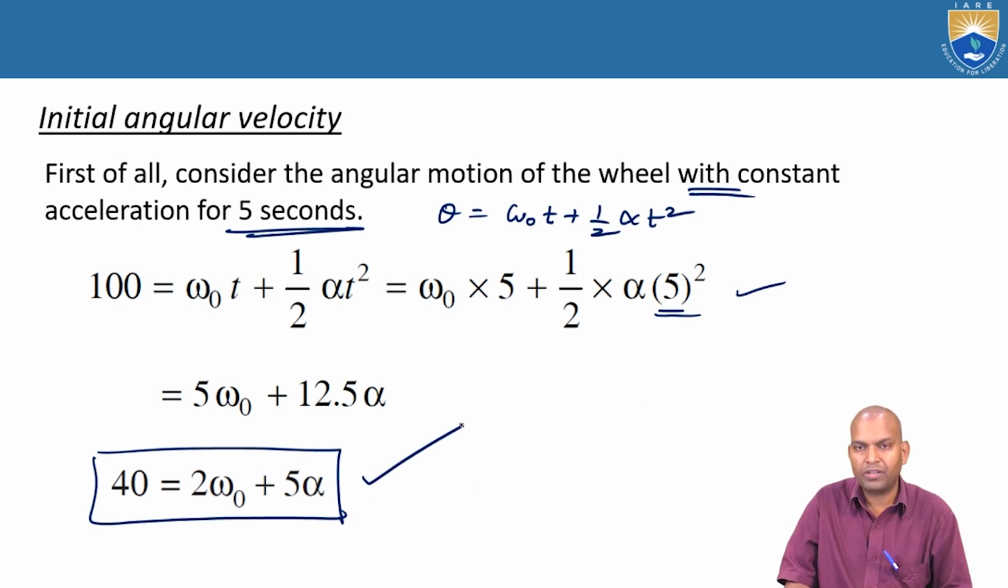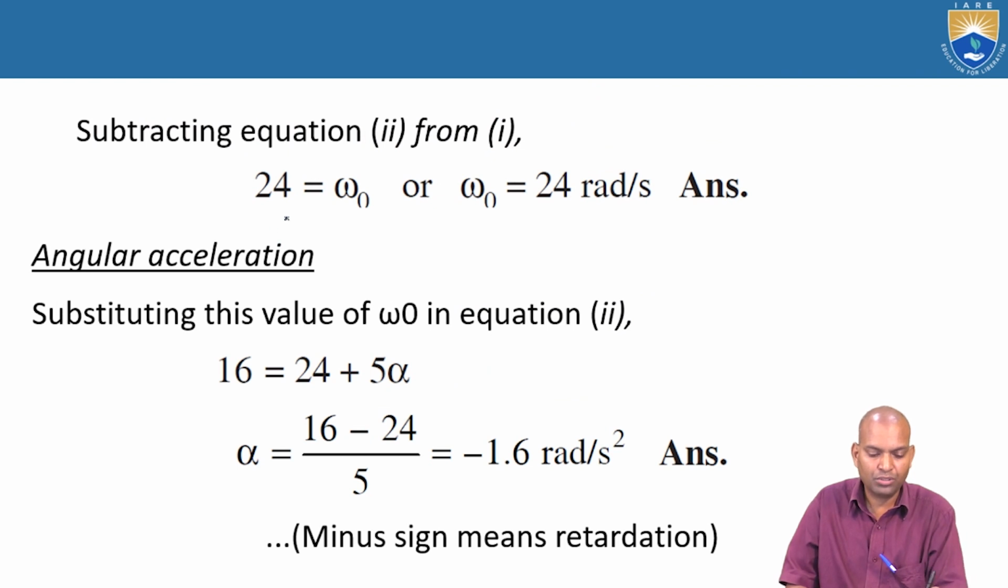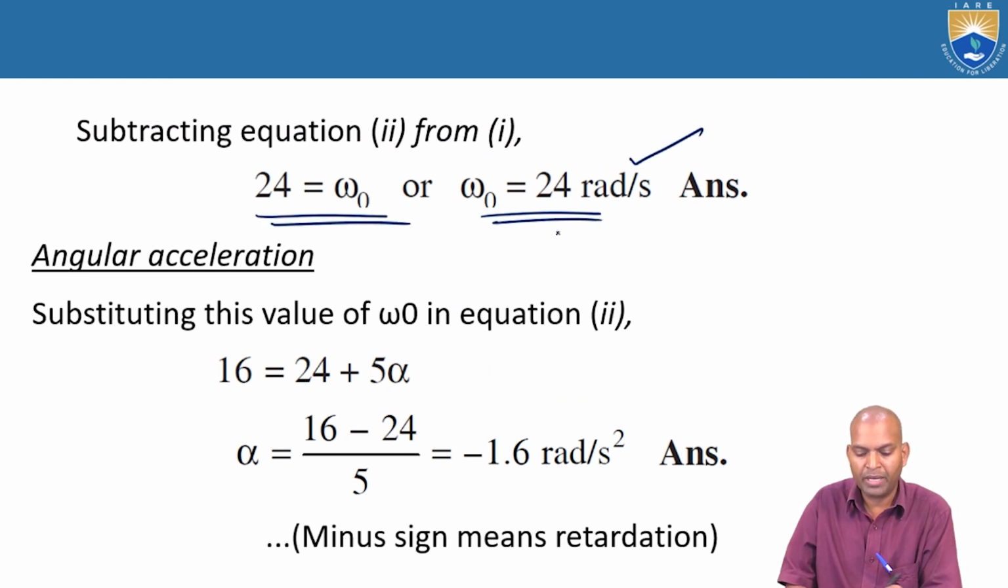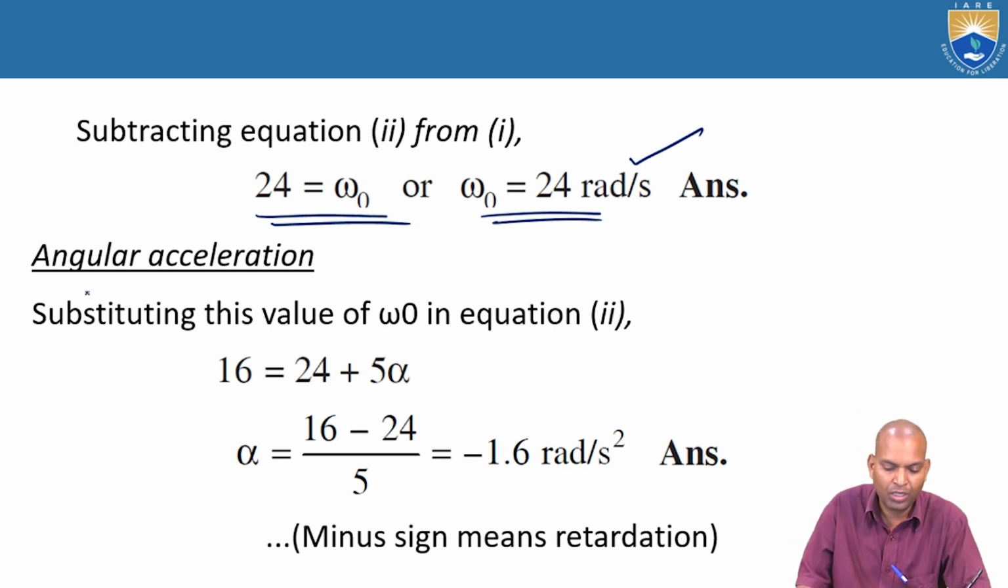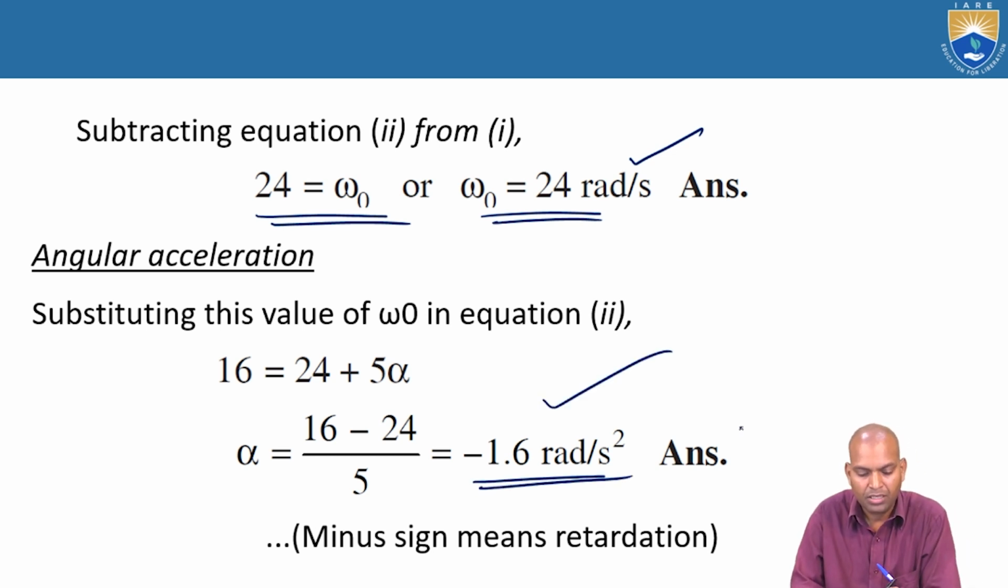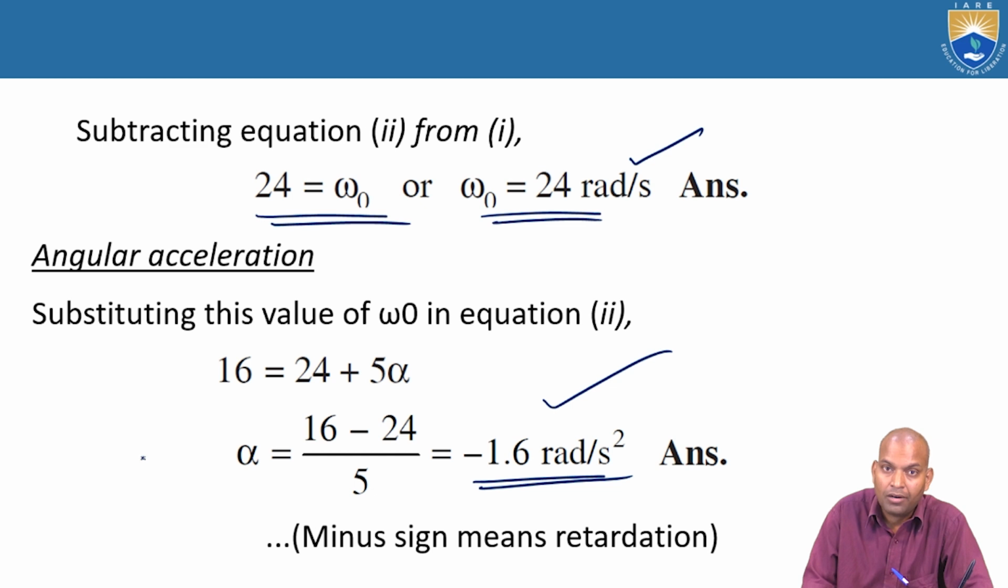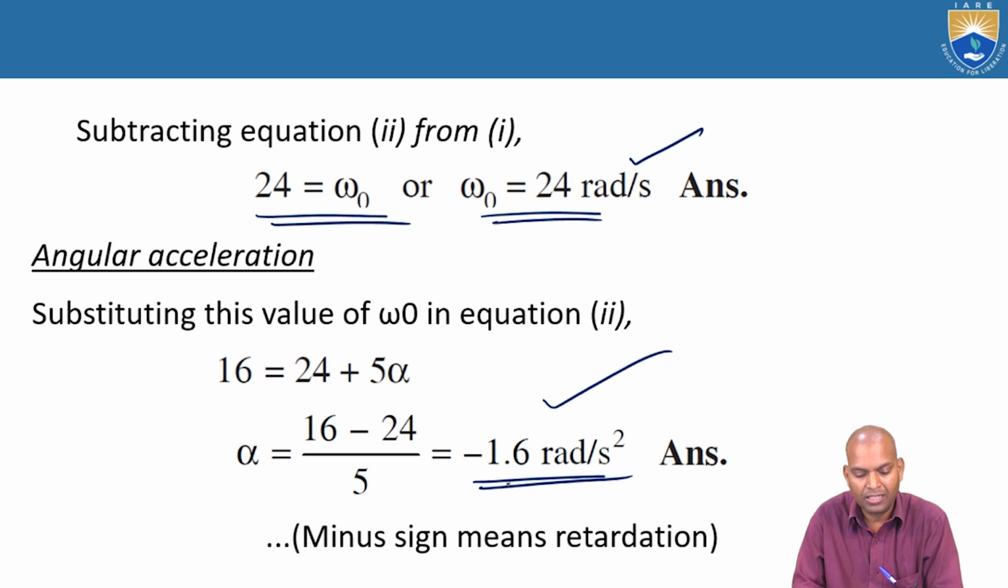By using these two equations, we can calculate omega naught and alpha, that is initial angular velocity and also acceleration. The obtained value is omega naught equal to 24 radians per second. Substitute this 24 radians per second in one of the equations, then you will get the angular acceleration. Alpha is 1.6 radians per square second in negative value. That means alpha is retardation, not acceleration. That is the angular retardation, 1.6 radians per square second.